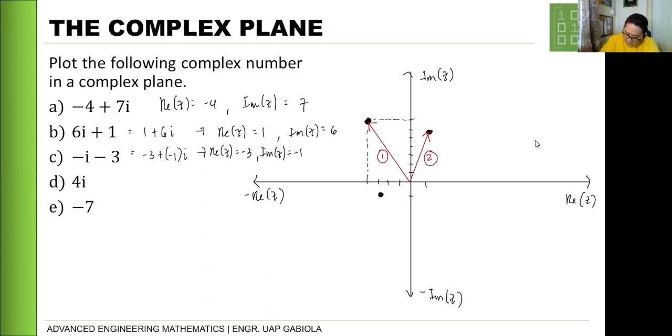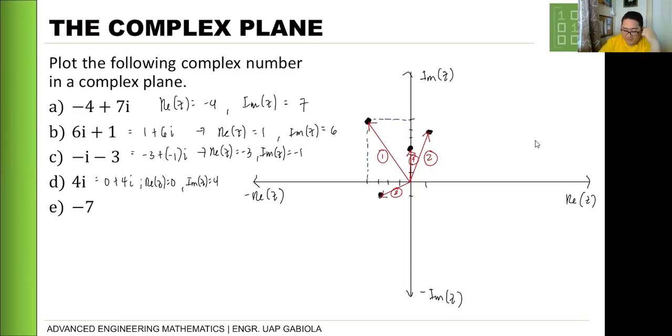So, will be our point, and that particular point, when connected with a line from the origin, will be our complex number. Okay, next we have 4i. So si 4i is 0 plus 4i. So ibig sabihin, ang real part natin is equals to 0 and ang imaginary part natin will be equals to 4. So 0, then positive 4. So ito lang yung point na yun, ibig sabihin. Okay? So yung vector na to, yan yung ating number 4i.